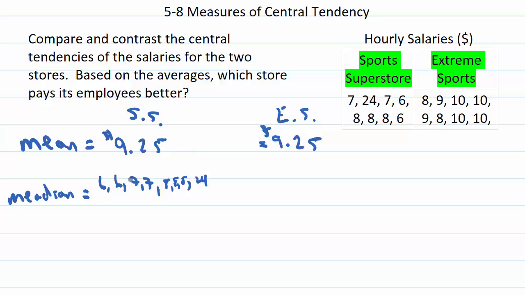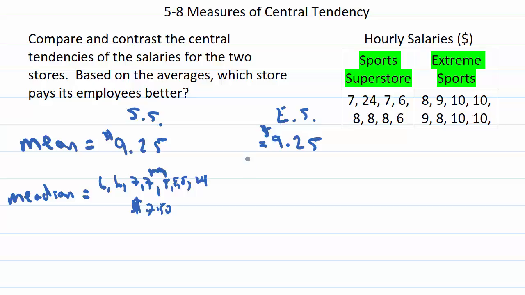There are 8 of them on each side, so 4 and 4. The median lives in here between 7 and 8. I add 7 plus 8 together and divide by 2, or find the exact middle of 7 and 8, and I get about 7.5, or $7.50, since we're talking about money.